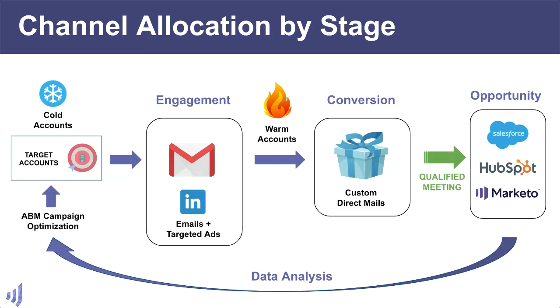So once you have the budget, you're ready to go. Now you want to create an allocation. So in this type of program that we created, we have our target accounts. They are divided in cold and warm. Those that are cold, I want to create an initial engagement phase. So we're going to do emails and LinkedIn ads. And those that are warm but not opportunities yet, we want to target them with a direct mail to generate qualified meetings and drive opportunities for the sales team.